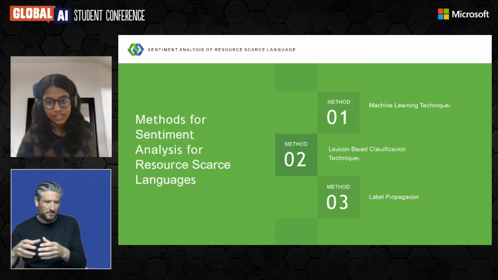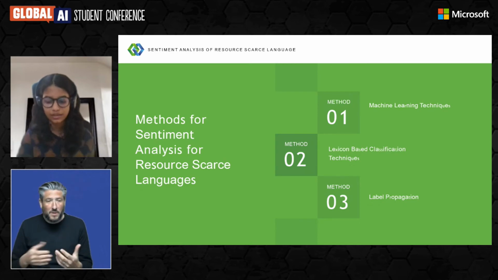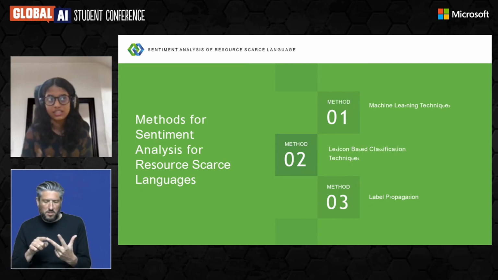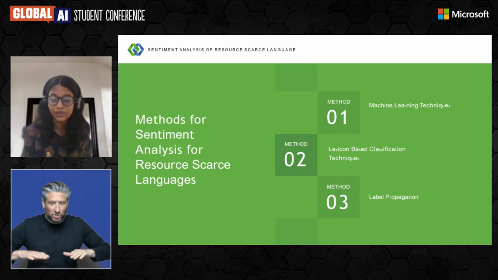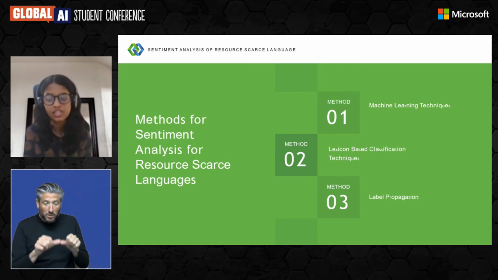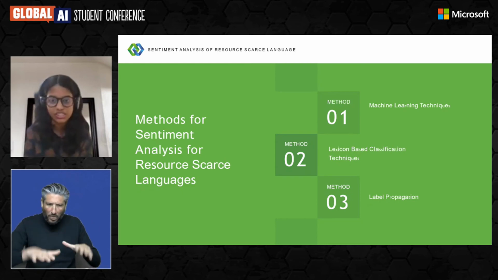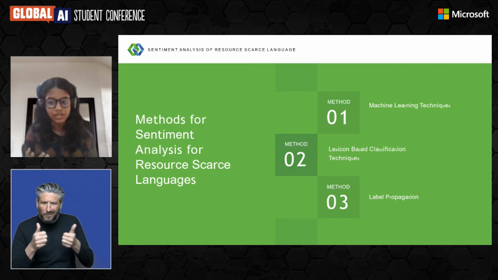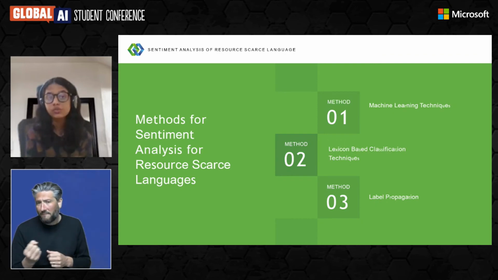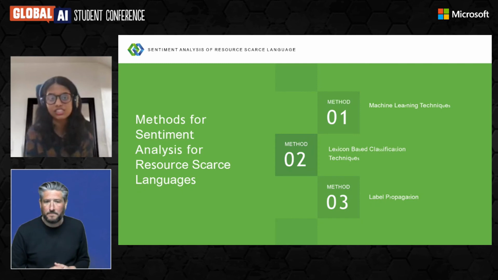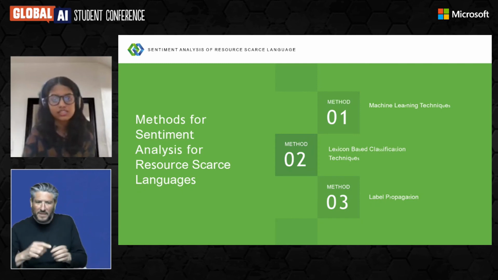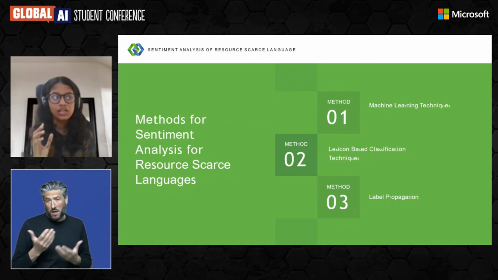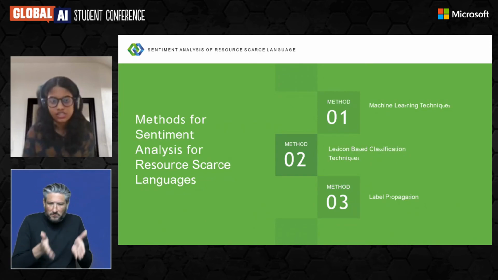And whatever technique we use, machine learning technique, lexicon-based classification technique, or label propagation technique, at the end we have to evaluate the model, and evaluate the precision of the model. Usually for this we use support vector machines. Support vector machines are a famous supervised learning algorithm, and we could use naive Bayes or maximum entropy. So this is what we could do for sentiment analysis for resource-scarce languages. There are a lot more methods we could follow, because this isn't the only way.